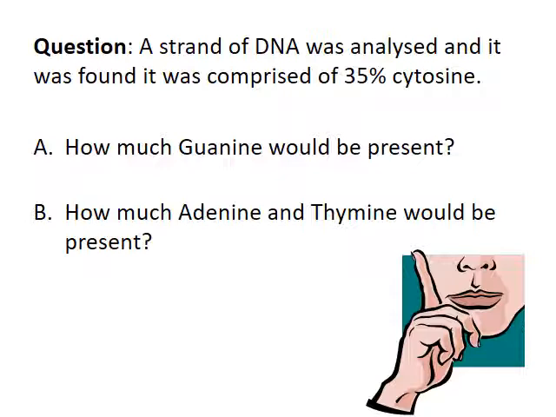It was found that it comprised 35% of cytosine bases. The first thing you're going to do with this question is think about what concept it is trying to get me to demonstrate that I understand. And what it wants to see is if you understand the base pairing rule. So we know that A always joins to T.